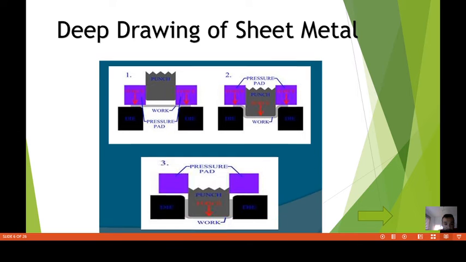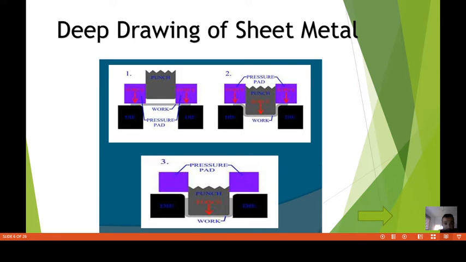Deep drawing of sheet metal. Here is a photo. As you can see, this is the sheet. The machine is making a force on the metal. This force makes work on this metal. The metal is changed. The power here is fixed for the material, and the material is changed.